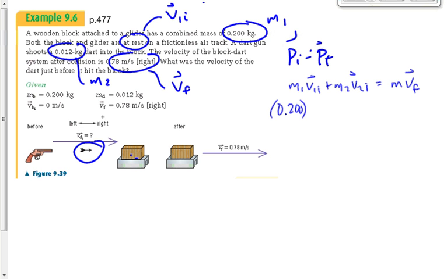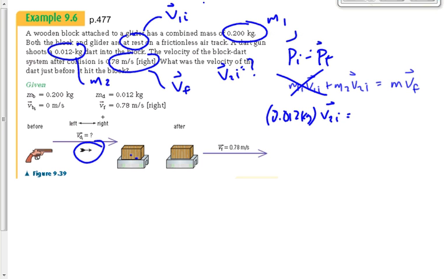M1 is 0.200, V1I is 0, isn't it? I'm just Xing that out, actually. How come I can do that? If V1I is 0, then 0.2 times 0 is 0. If you want to show that work, go ahead. But whenever I have a term that's 0, usually I just X it out. M2 is 0.012 kilograms. We don't know what V2I is. That's what we're trying to find, isn't it? V2I, the velocity of the dart, initial.